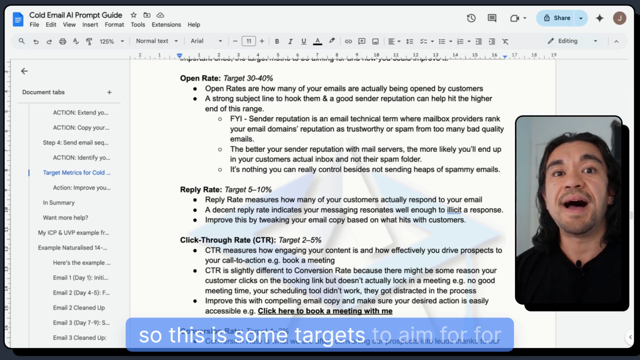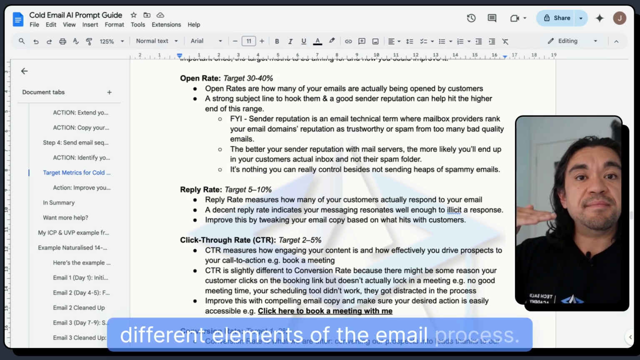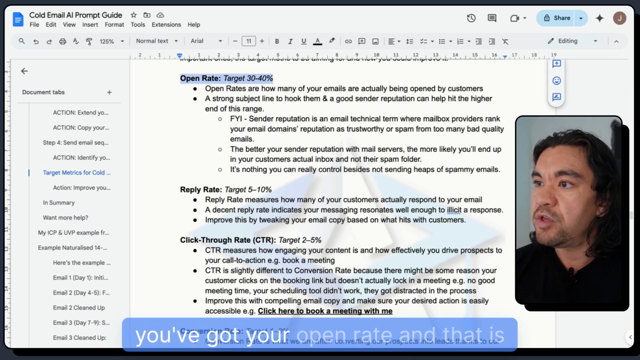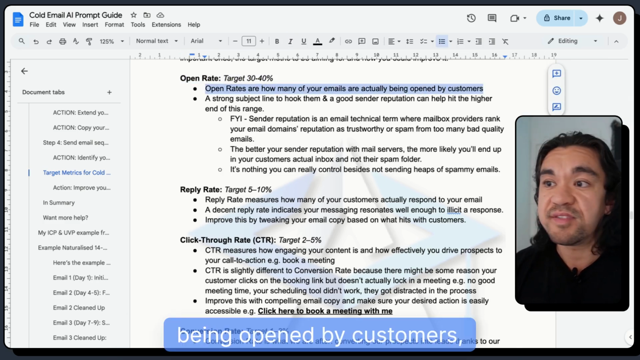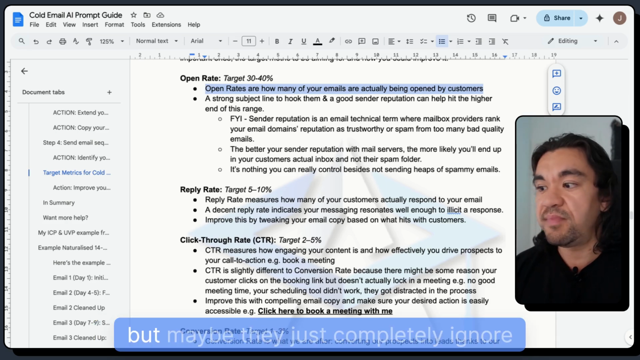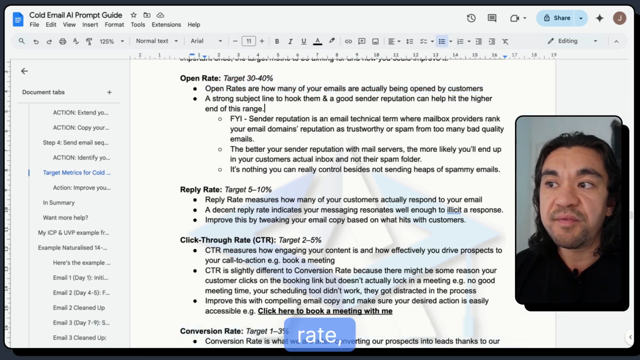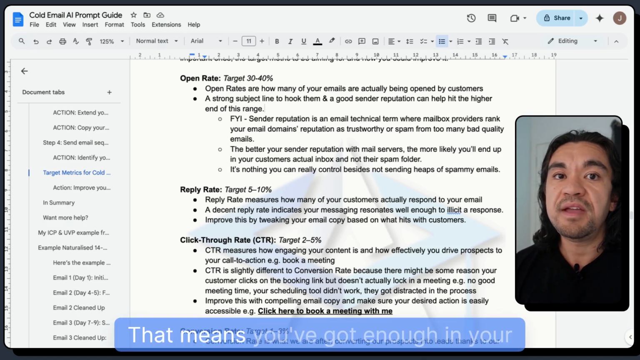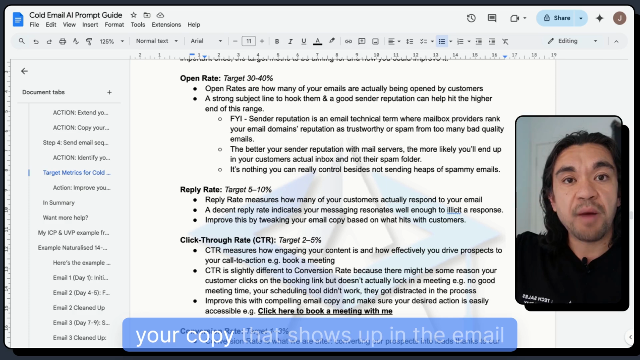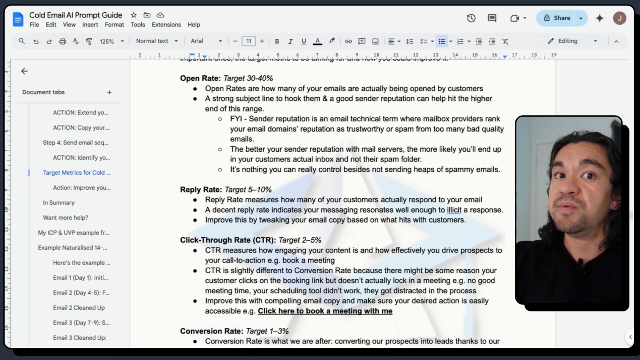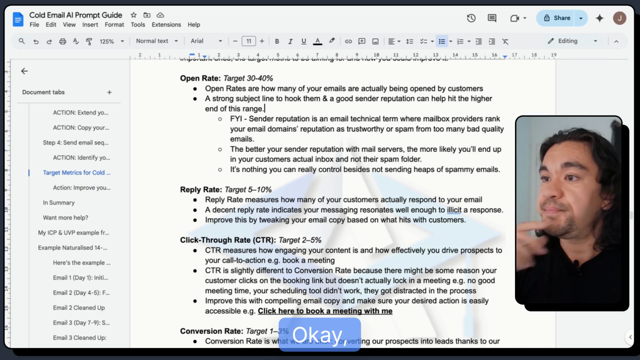Okay, so these are some targets to aim for in different elements of the email process. Number one, you've got your open rate, and that is how many of your emails are actually being opened by customers. Because you might send a bunch of them, but maybe they just completely ignore them. If you're getting a 30 to 40% open rate, then that's good. That means you've got enough in your headline and probably the first line of your copy that shows up in the email preview to facilitate some curiosity, which is great, okay?